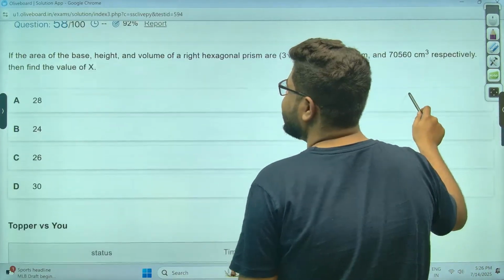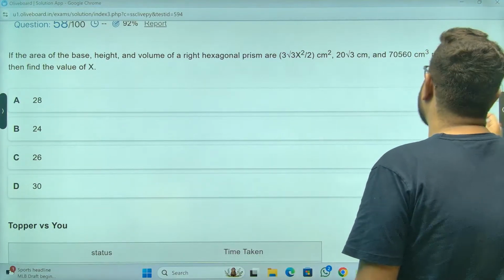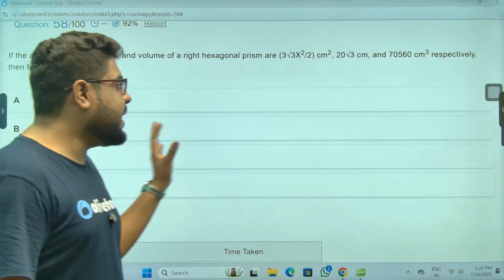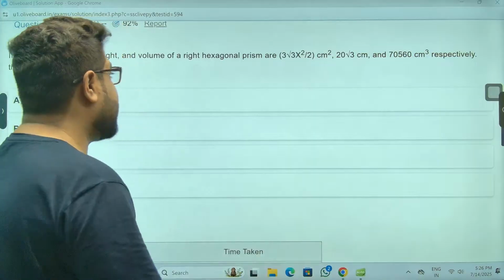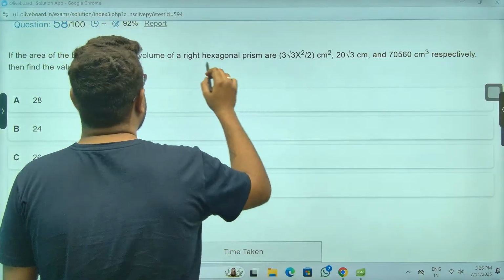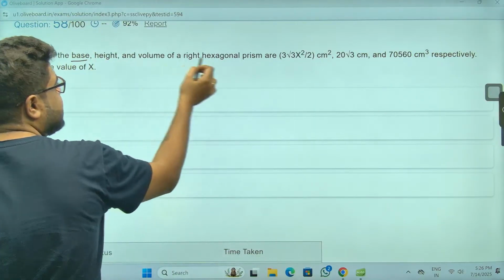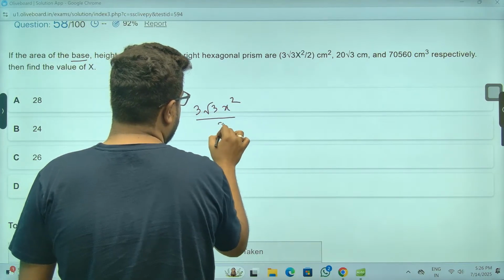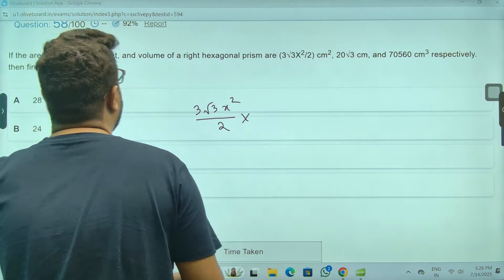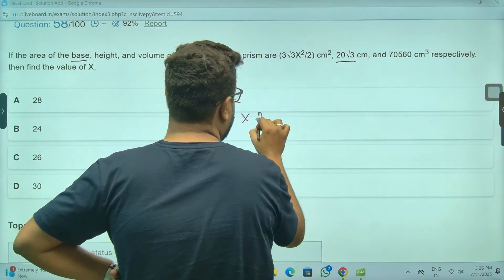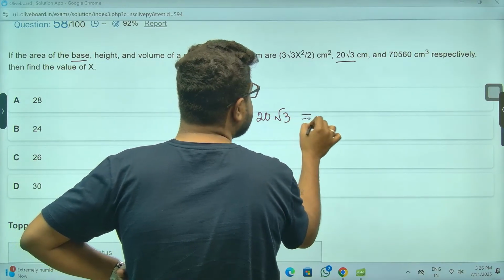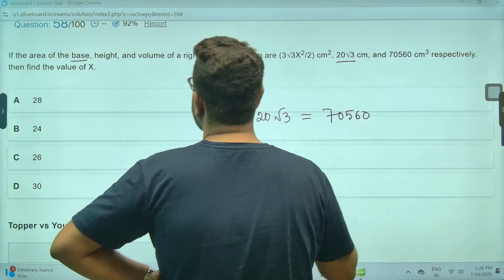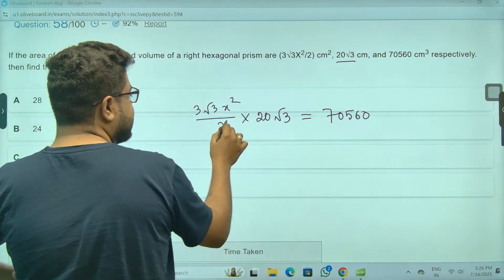What is this, sir? Base hexagonal prism. Okay, sir. A hexagonal prism means it has a uniform cross section area. So area of the base into height will be your volume. The area of the base is given as 3 root 3 x squared by 2, into height, sir. Height is 20 root 3. That is equal to the volume that is given, 7560. This was nothing, a very easy question, sir.